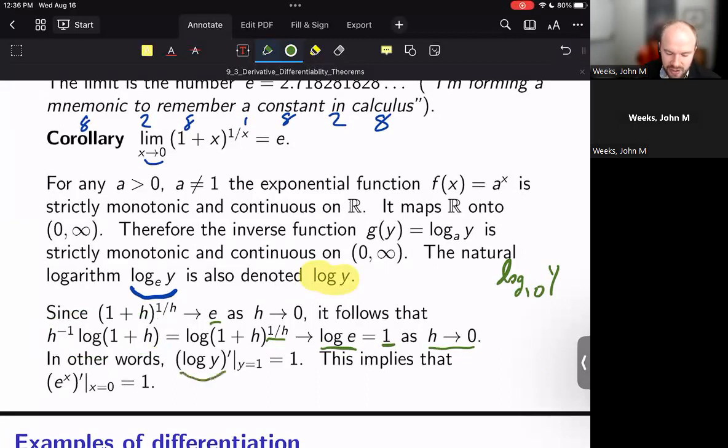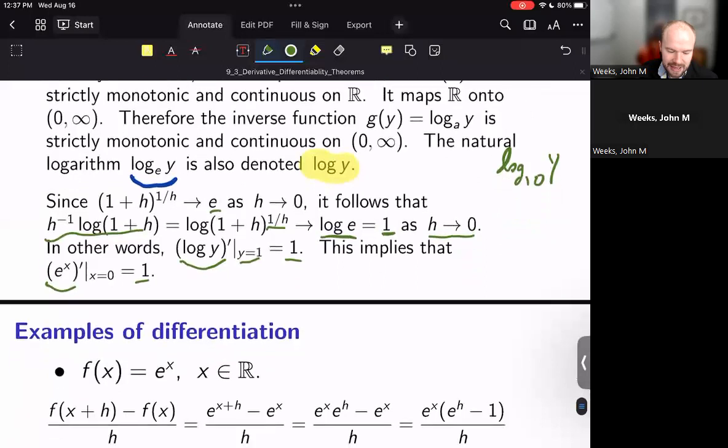So the derivative of log of y, at least at y equals 1, which is what this formula would give us here, is equal to 1. And that's going to imply that the derivative of e to the x at x equals 0 is equal to 1. It turns out that when you have those two formulas, you have pretty much the entire derivatives of e to the x and log.